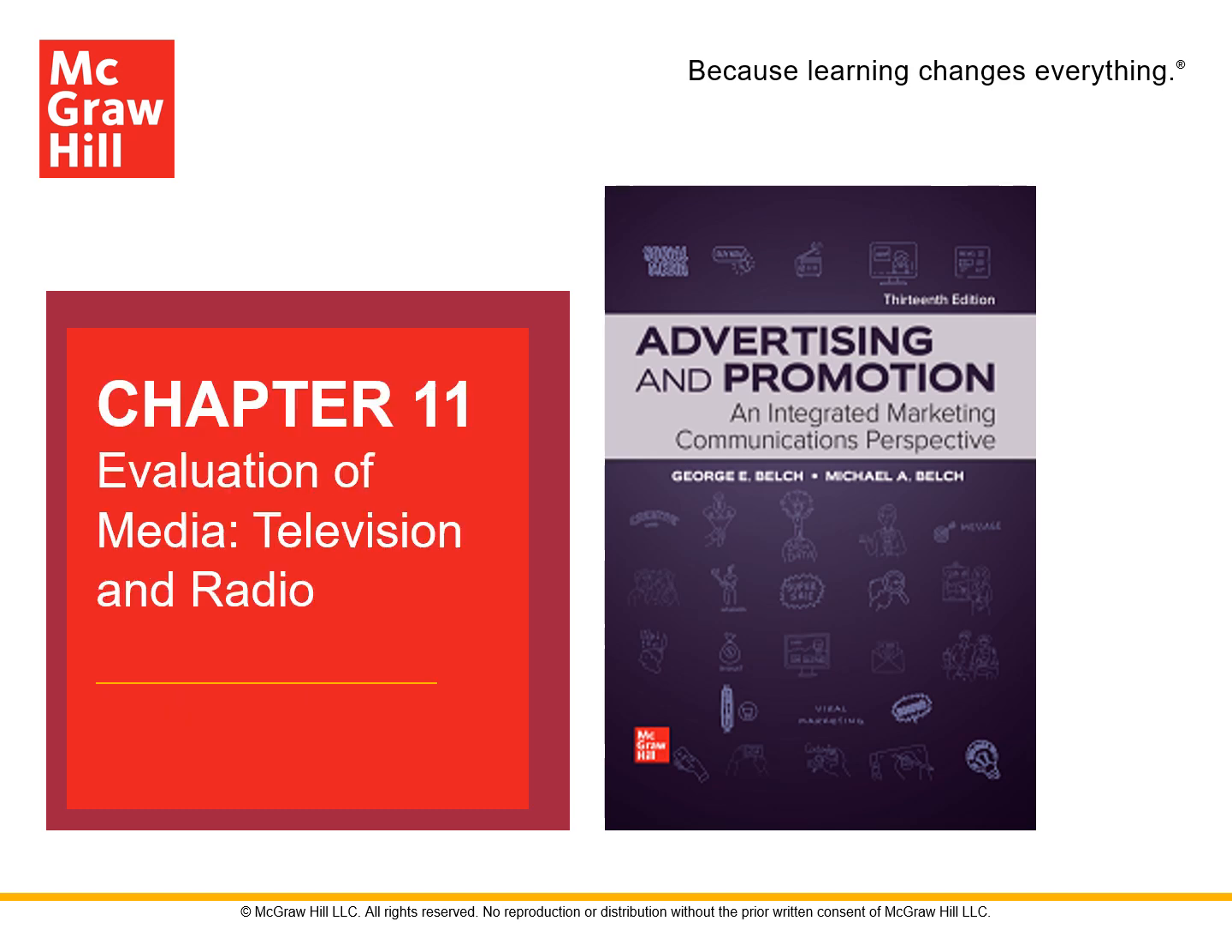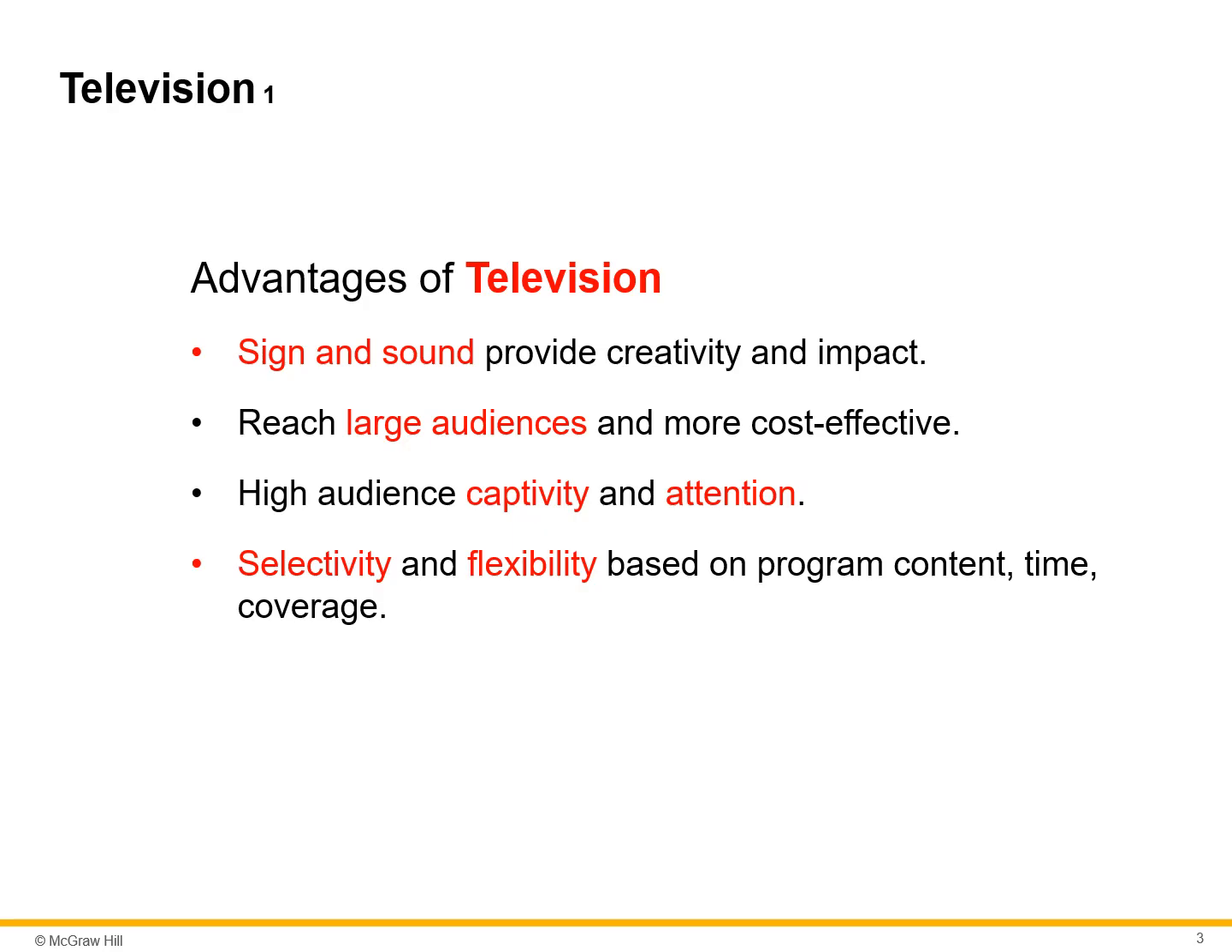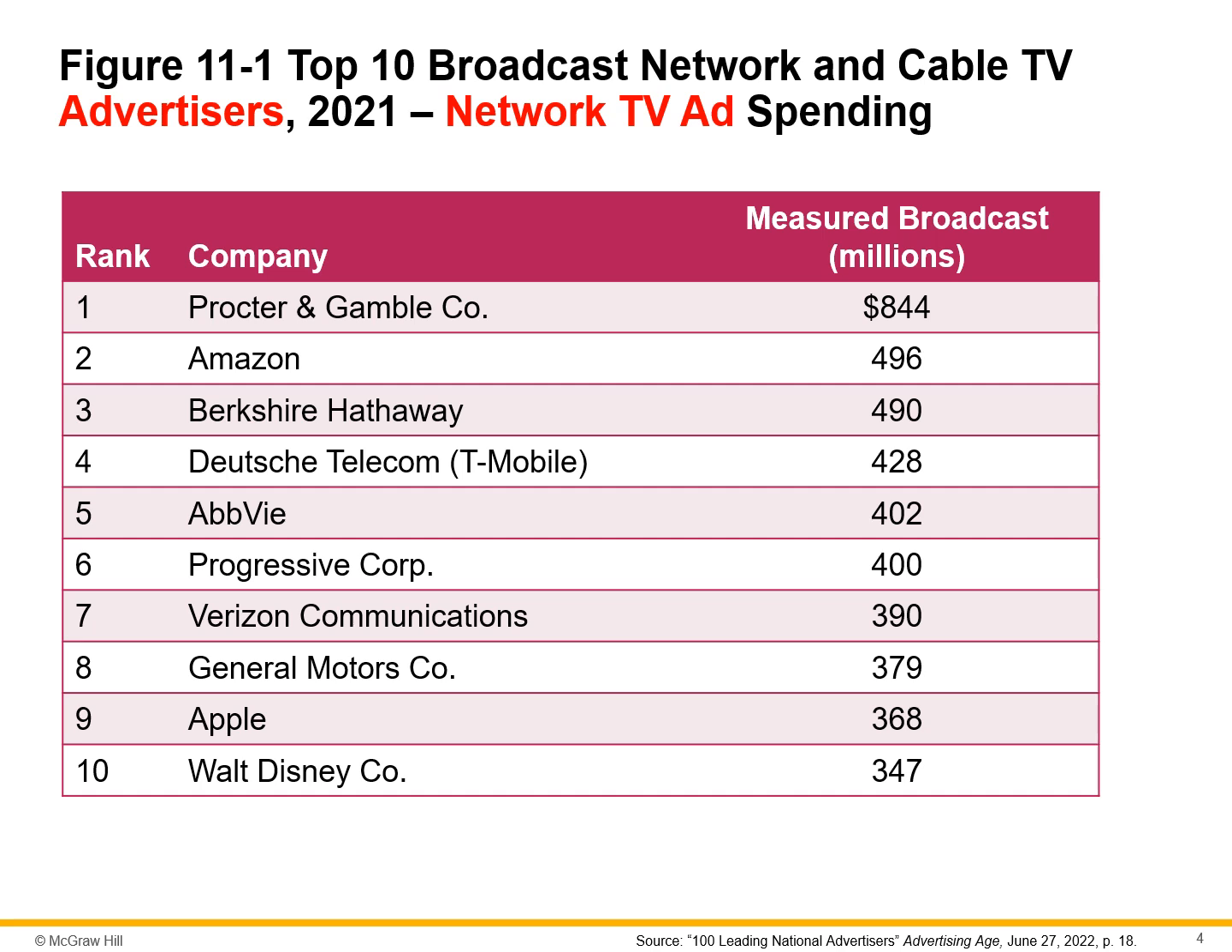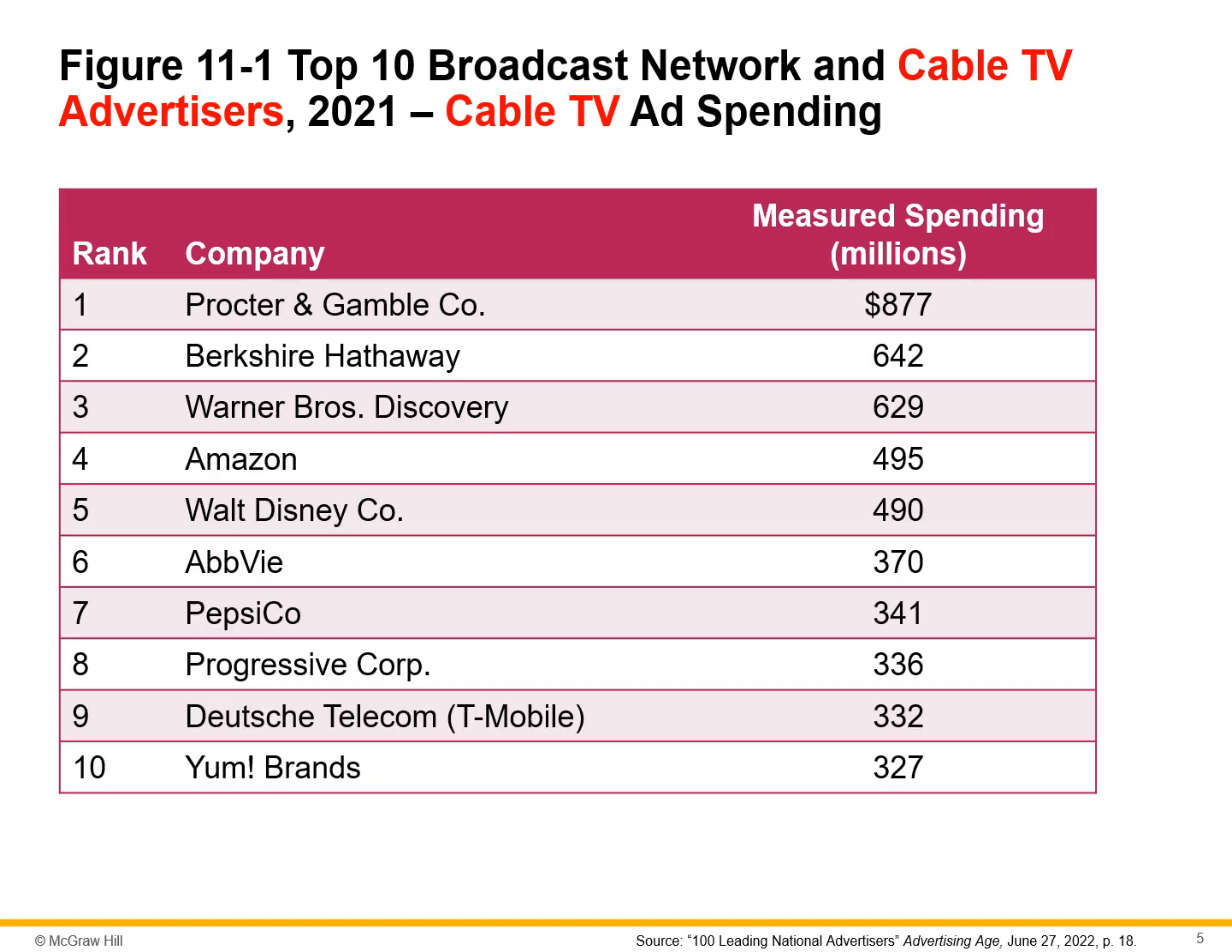Okay, first chapter 11. In chapter 11, we talked about the media: television and radio, traditional media, broadcast media. I need you to understand and remember the advantages of television. It's still a viable and used media. It has sight and sound, large audience, captive audience, and attention getting. And there is some selectivity and some flexibility based on that. And here are the major spenders on TV: TV advertisers, network TV.